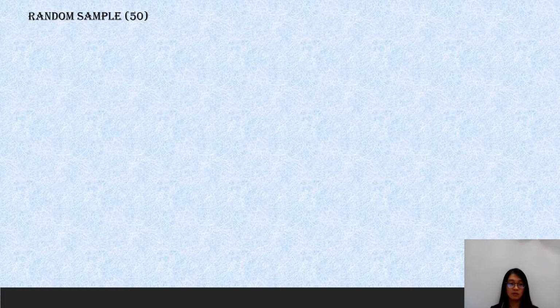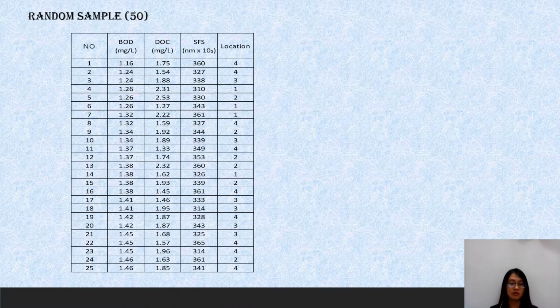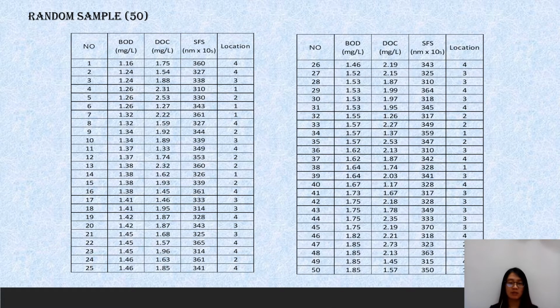For question 2b, by using the random number function from the calculator, 50 samples are randomly chosen from Appendix 1. The data we classify into three categories. They are biomedical oxygen demand (BOD), dissolved organic carbon (DOC), and synchronous fluorescence spectra (SFS). Based on this data given, we did two graphs to present the data.